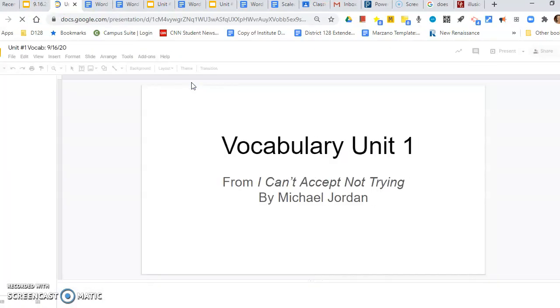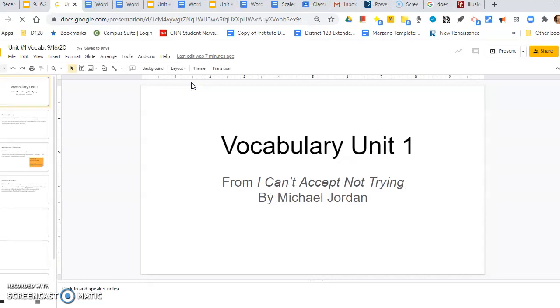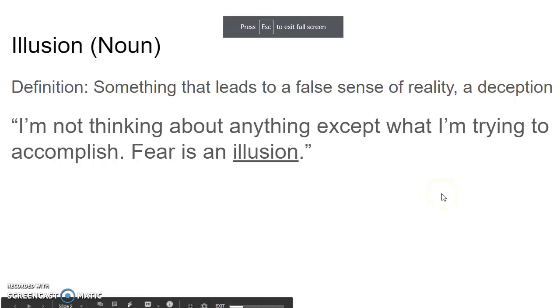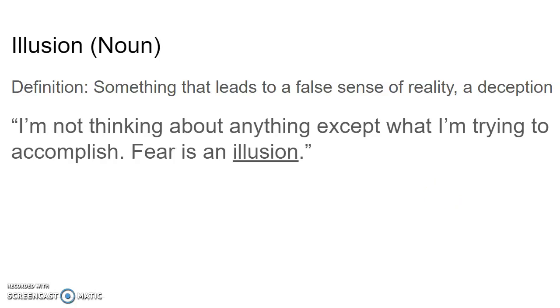So this week's word list, our 7 words, come from the text that we're going to start reading in class tomorrow, called I Can't Accept Not Trying by Michael Jordan. All right, so let's go ahead and look at our first word, which is illusion. Illusion is a noun. The definition is something that leads to a false sense of security or a deception, so something that appears to be real but really isn't.